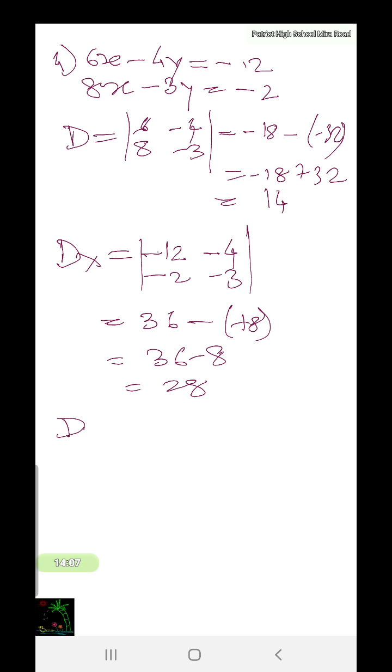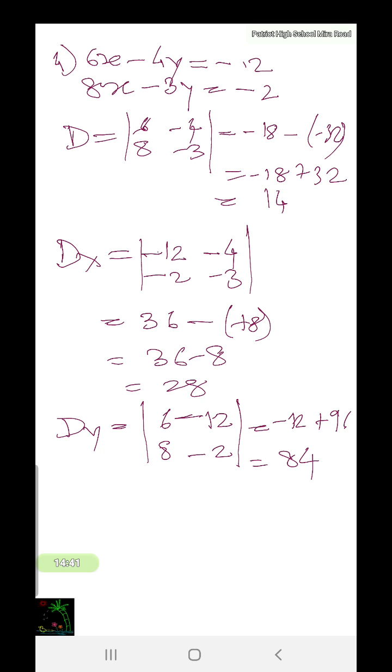Dy is equal to 6, 8, the first column, and the third column minus 12, minus 2. This will be minus 12, and the product will be minus, and outside we have minus, so it will become plus 96. 12 eights are 96, so it will be 96 minus 12, which is 84.